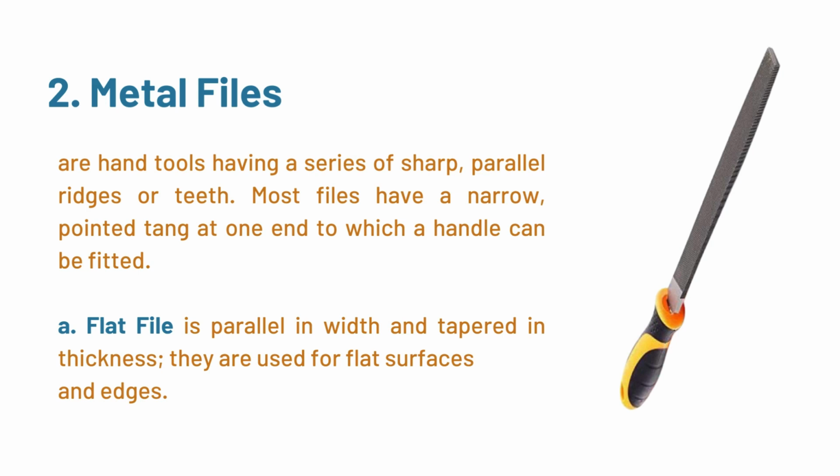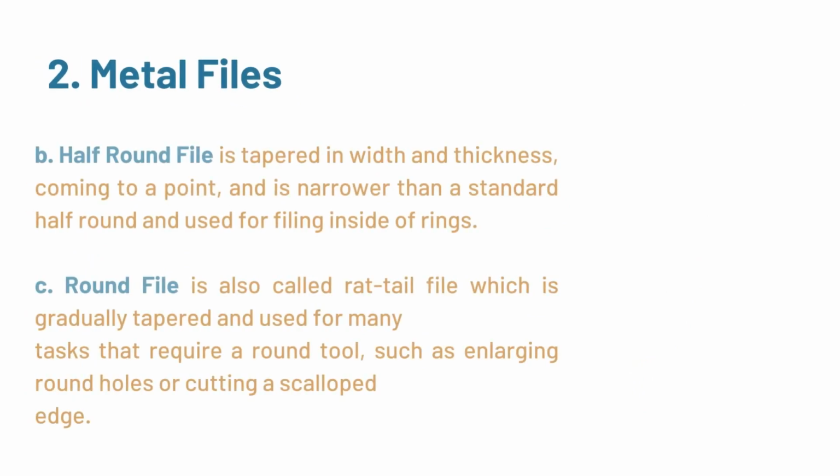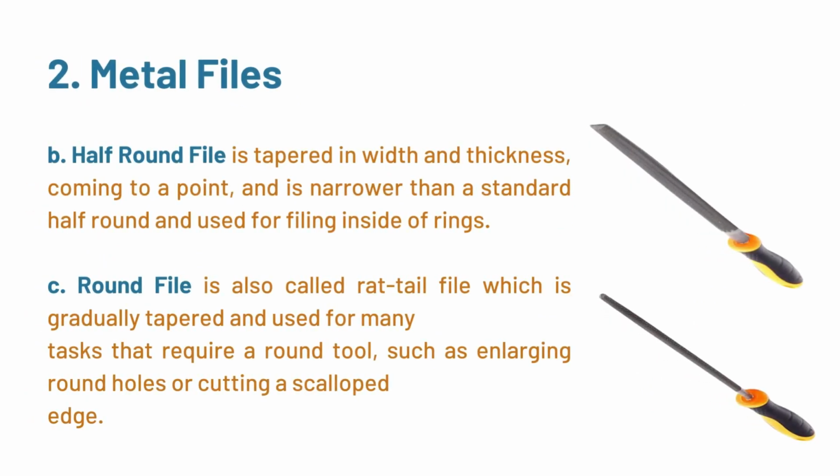First type of metal files is a flat file. It is parallel in width and tapered in thickness. They are used for flat surfaces and edges. Next type is half-round file. It is tapered in width and thickness, coming to a point and is narrower than a standard half-round and used for filing inside of rings.